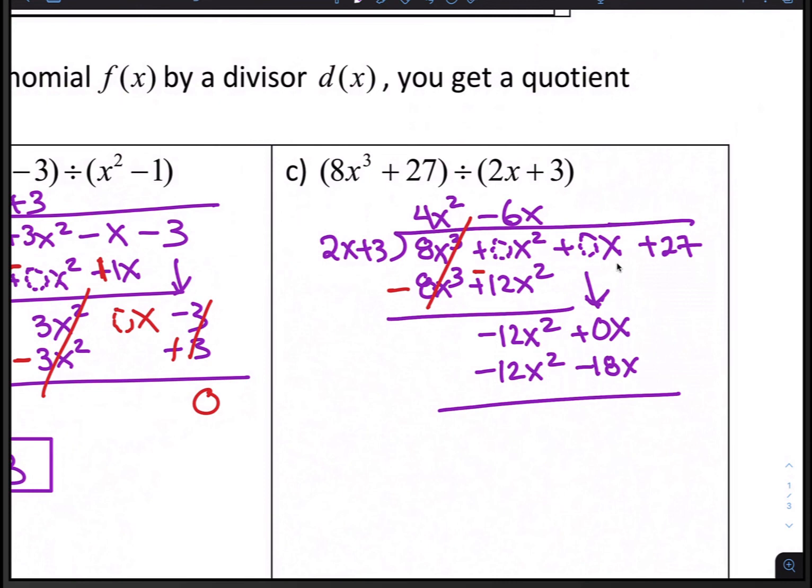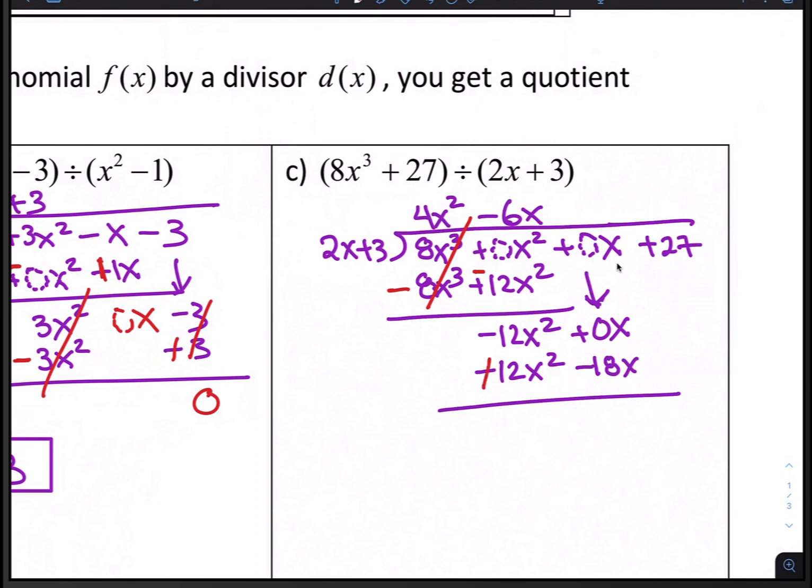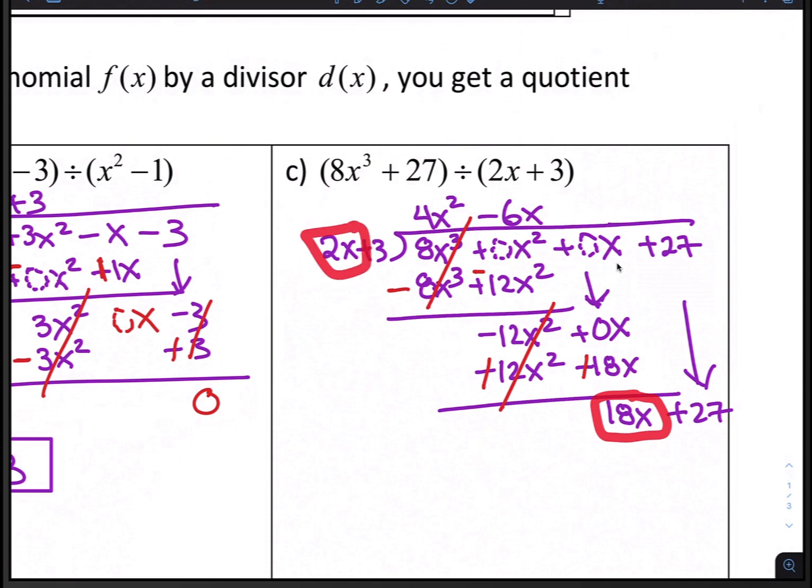Right, now we're going to subtract. When you subtract, the negative 12x becomes positive, and it causes the 12x squareds to cancel. At the same time, the negative 18x is subtracted, and that becomes positive 18x. So 0x plus 18x is positive 18x. Then we bring down the 27. Now we divide again. You're dividing 18x by 2x. It's going to leave you with positive 9, which you put at the top.